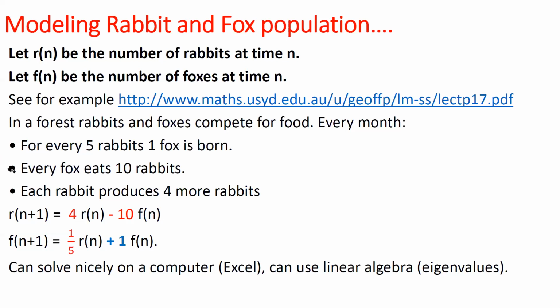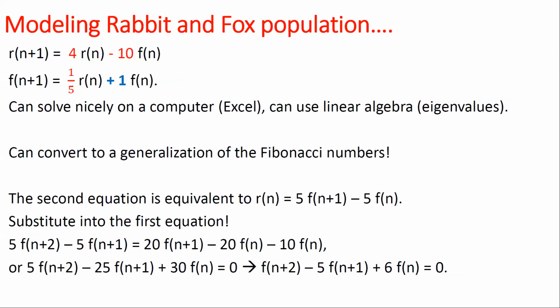If we look at this equation, it is mostly an R equation. It just has one F. Whereas this one is mostly an F equation. It just has one R. I could solve for R_n in terms of the F_n's, or I could solve for F_n in terms of the R_n's. What I chose to do is use the second equation and write R_n equal to 5F_{n+1} minus 5F_n. I solved for the number of rabbits in terms of the number of foxes.